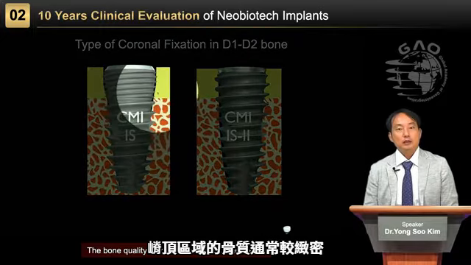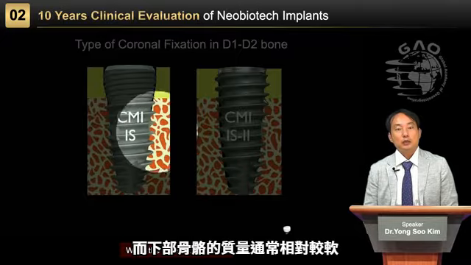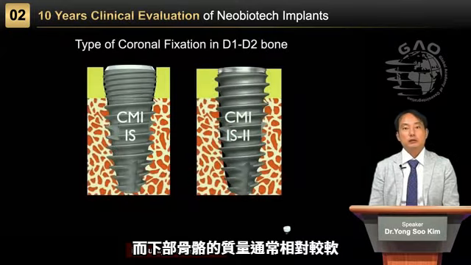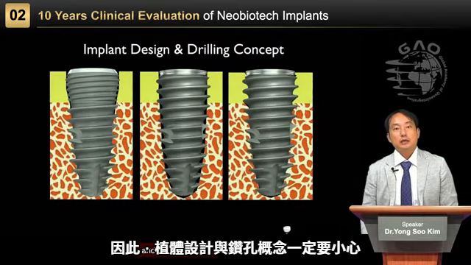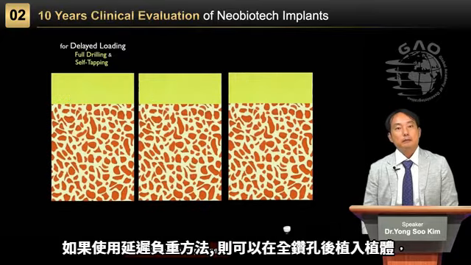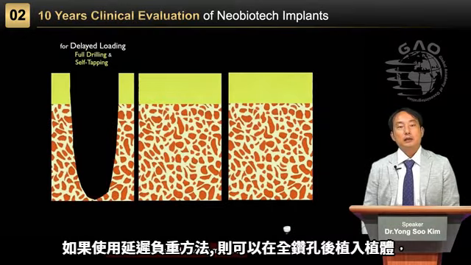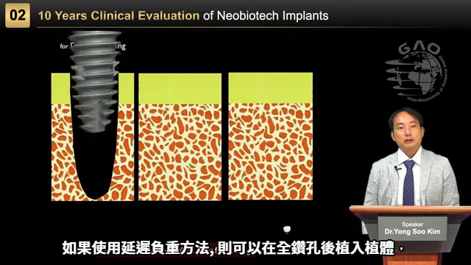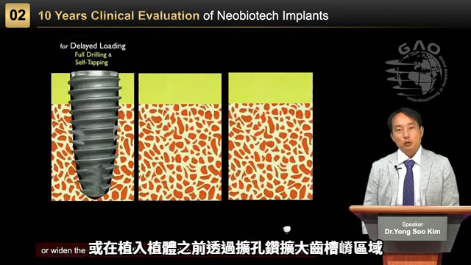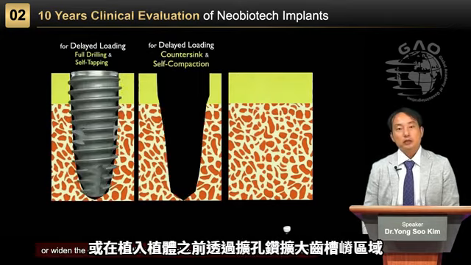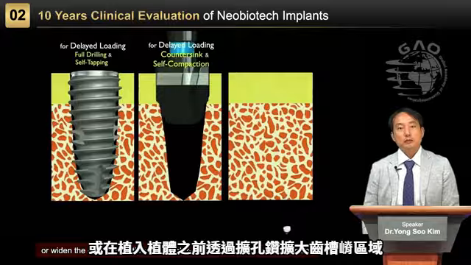The bone quality in the crestal area is often dense, while the lower bone quality is usually relatively softer, so the implant design and drilling concept must be carefully planned. If using the delayed loading method, you can place the implant after full drilling or widen the crestal area through countersinking before placing the implant.